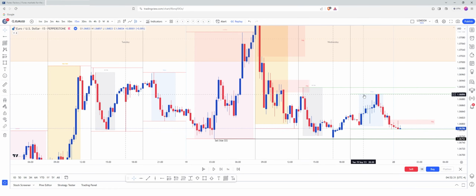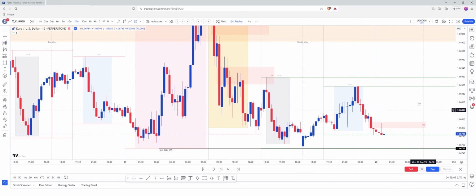Asia has come up. It hasn't taken the New York PM session high. It started pulling away, so we've got quite a small Asia range at the moment. So we're looking for one side of the Asia range to get swept and then potentially look for a reversal to the other side of the Asia range.